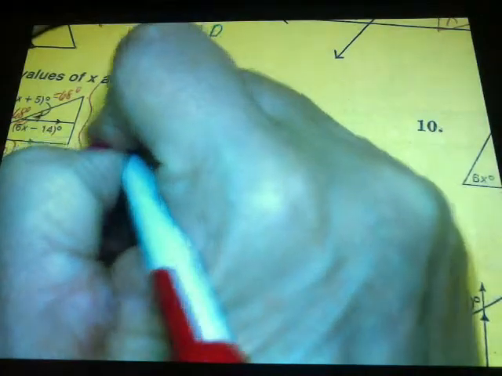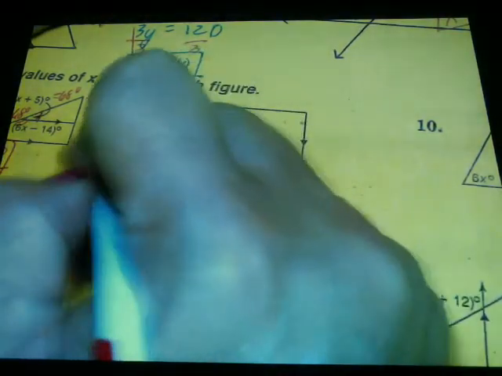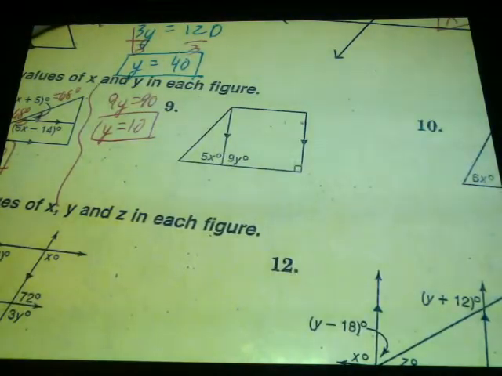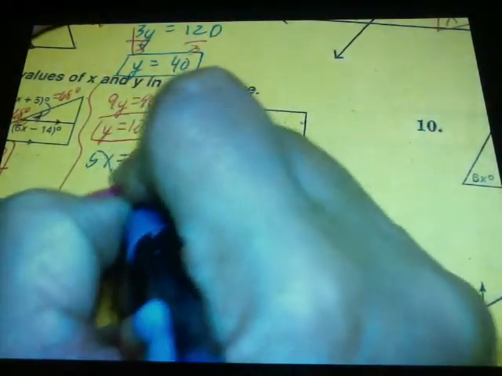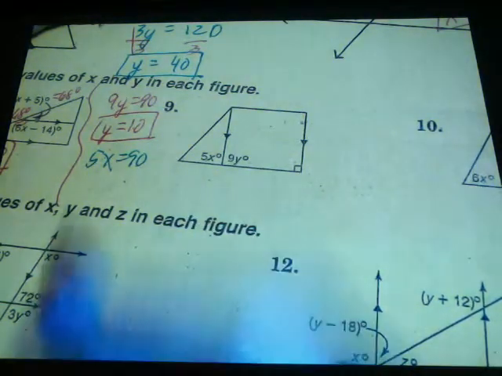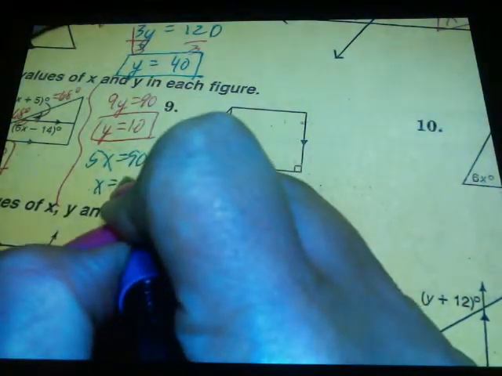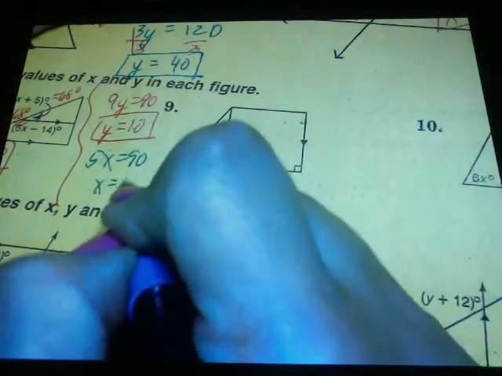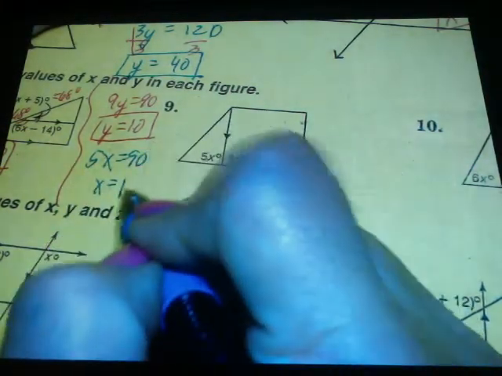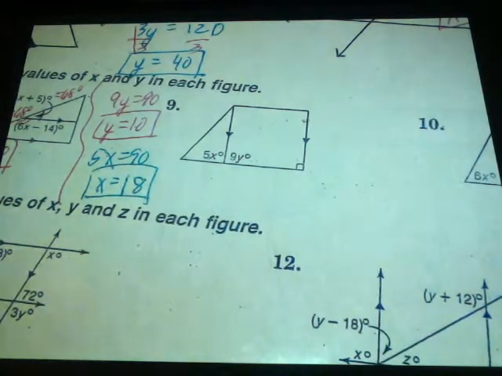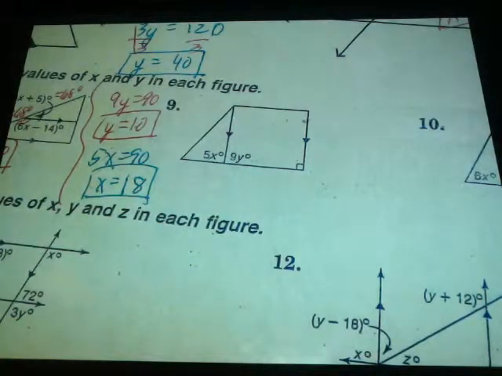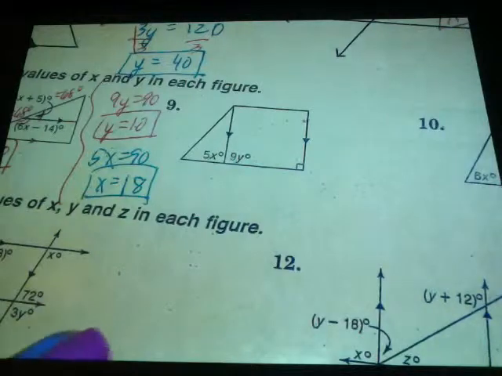So that means that 9y is 90. So what is y? 10. That means that 5x is also 90, because all of these angles along here are 90. So what is x? 5 goes into 9 once with 4 left over. 5 goes into 40 how many times? 8. So 18. So that one was easy as long as you made the connection with the theorem or postulate, right? All right, look at 10.